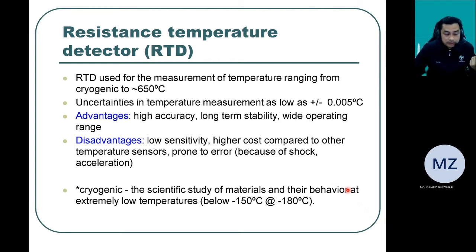The disadvantage is relatively low sensitivity, relatively higher cost compared to others, and because of the construction of the RTD, it's easy to get error. We're going to look at the basic mechanism, concept, or design for the RTD. Then you can understand why it's easy to get error.